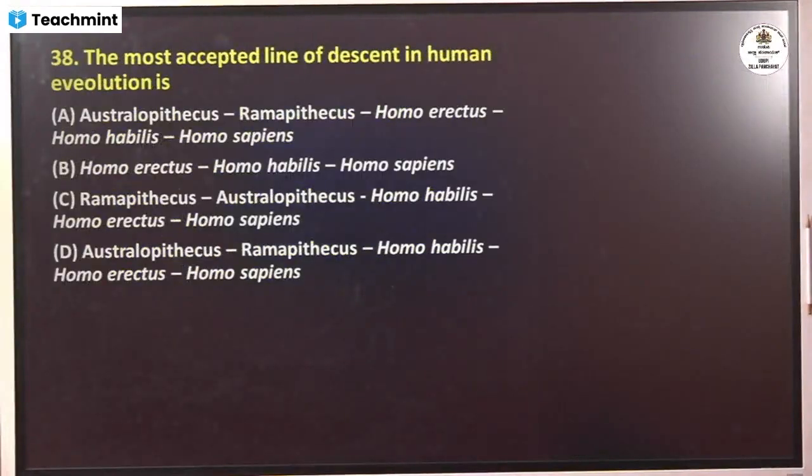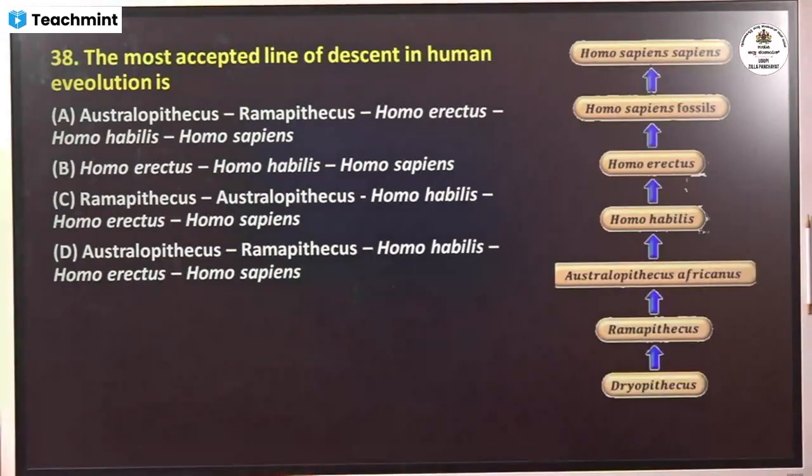The most accepted line of descent in human evolution is: Australopithecus, Ramapithecus, Homo erectus, Homo habilis, Homo sapiens; or Homo erectus, Homo habilis, Homo sapiens, Ramapithecus, Australopithecus; or Homo habilis, Homo erectus, Homo sapiens, Australopithecus, Ramapithecus; or Dryopithecus, Ramapithecus, Homo habilis, Homo erectus, Homo sapiens.